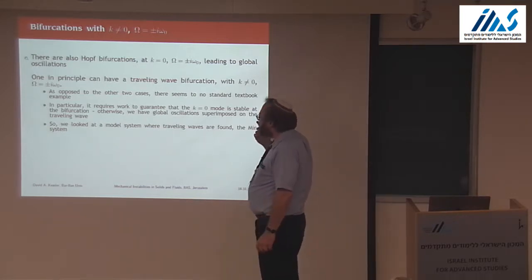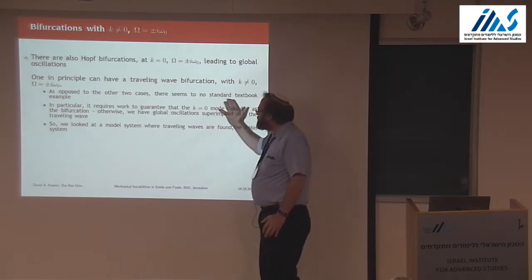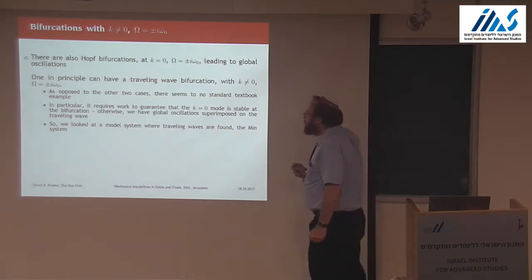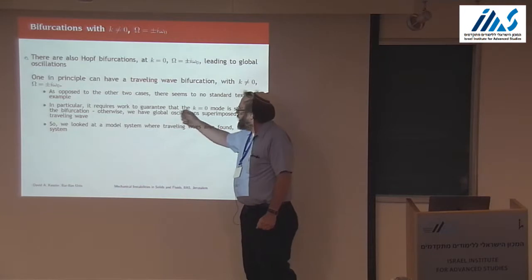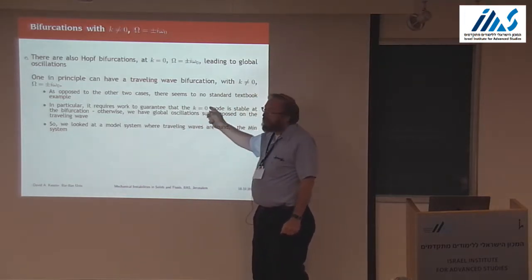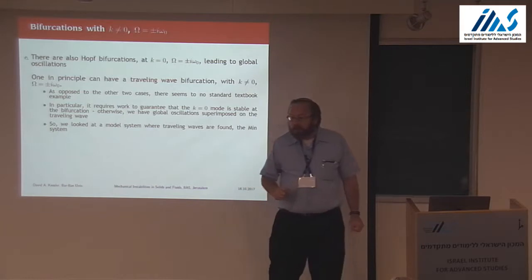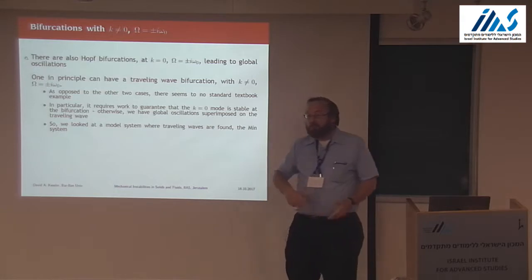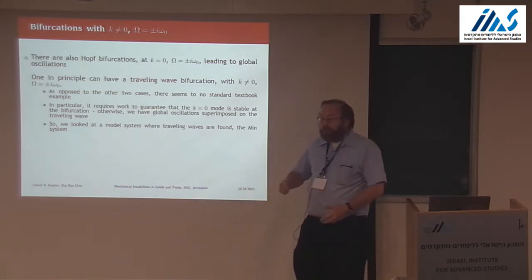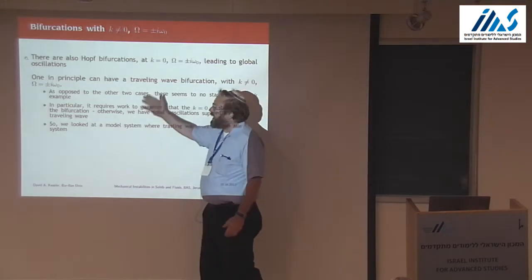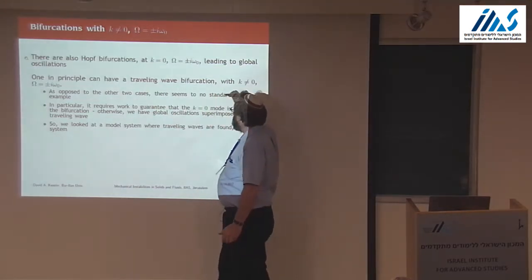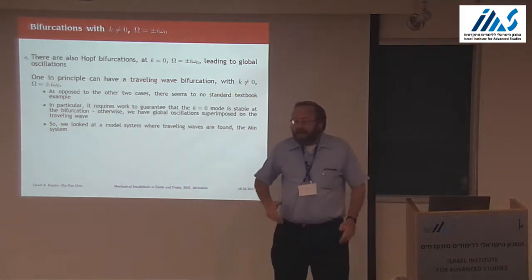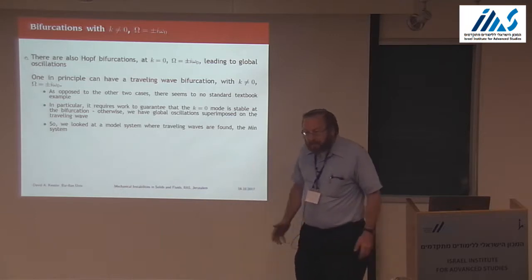In fact, there's a reason why there's no simple standard textbook example, because it's actually quite hard to get this. In particular, it requires work to guarantee that the k equals 0 mode remains stable. Because usually what happens in diffusive systems is that the bigger k is, the more stable it is. So if the system is unstable at k equals k naught, then it's surely unstable at k equals 0. And so the first instability is the Hopf instability.